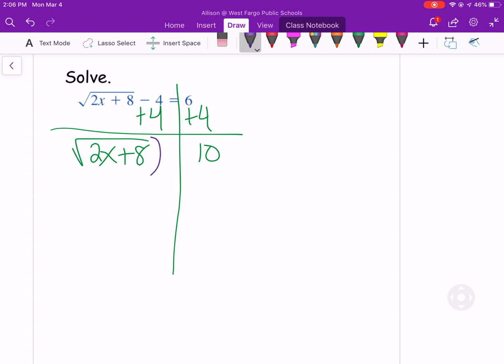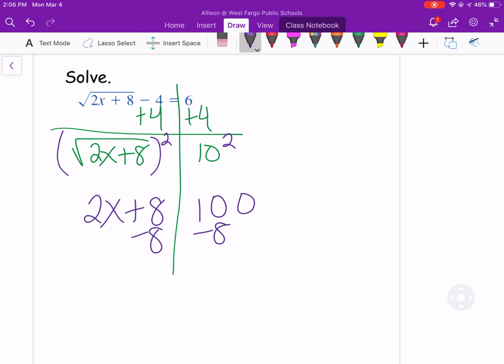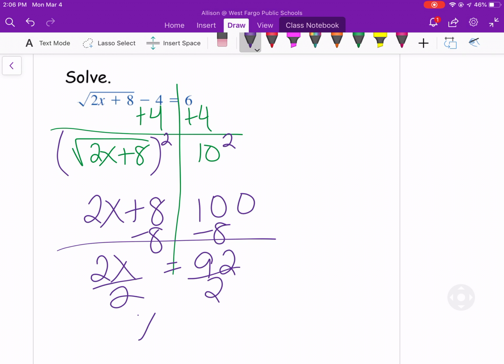Now to get rid of the square root, you need to square both sides. The square root and the square undo each other, so you're just going to be left with 2x plus 8, and 10 squared is 100. And from there, you just finish like solving a linear equation. You subtract 8 on both sides, you get 2x equals 92, divide by 2, get x equals 46.